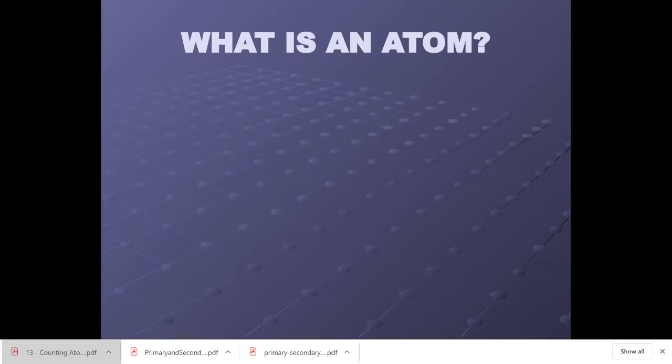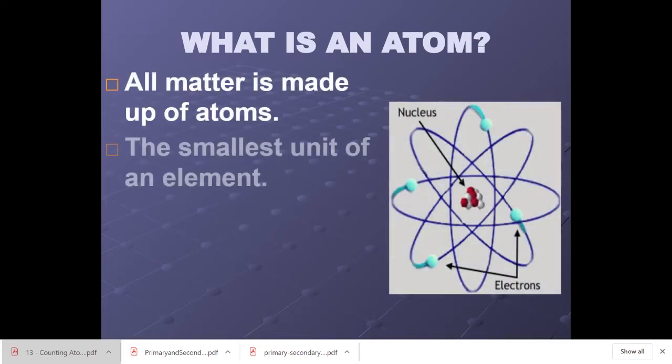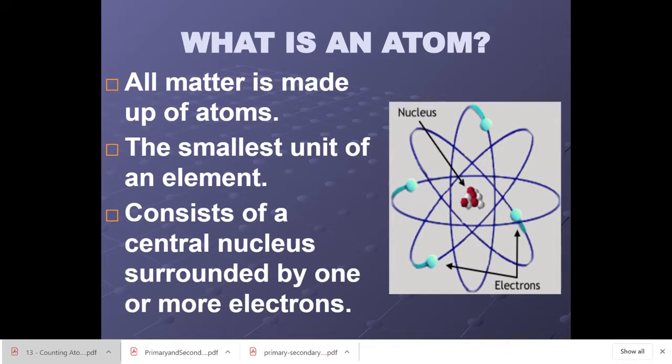What is an atom? All matter is made up of atoms, the smallest unit of an element. It consists of a central nucleus surrounded by one or more electrons.